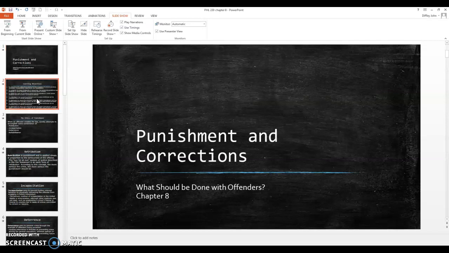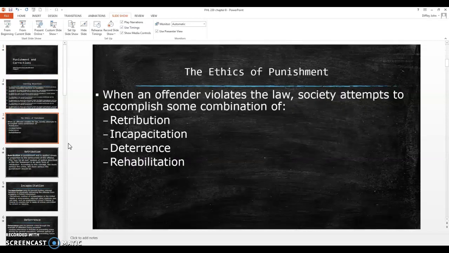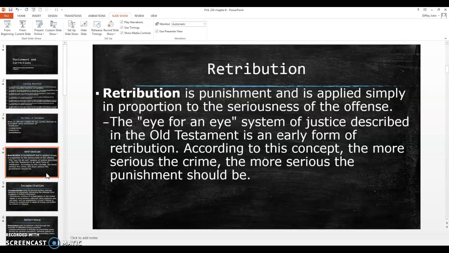Going back to here, again, you can see the objectives. We talked about a lot of this: retribution, incapacitation, deterrence, rehabilitation. These will determine what standards will be in the jail, how things are, how inmates should be treated. Retribution, obviously, is punishment.